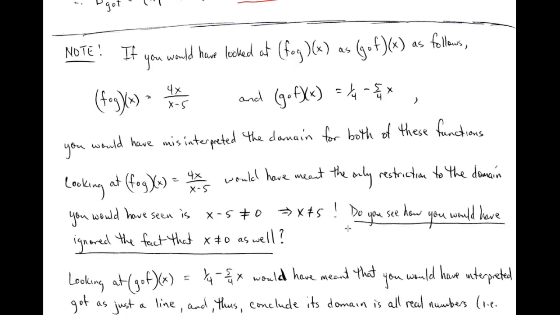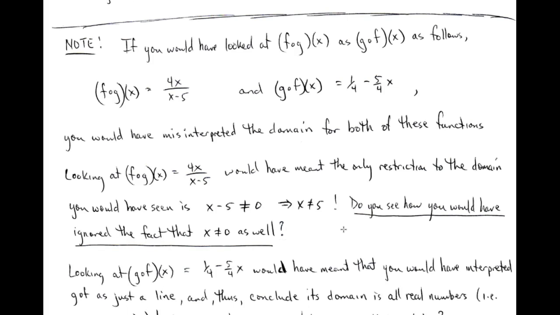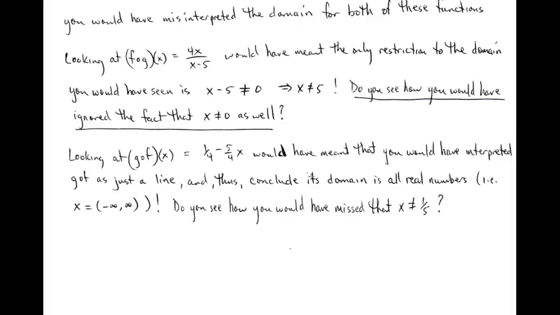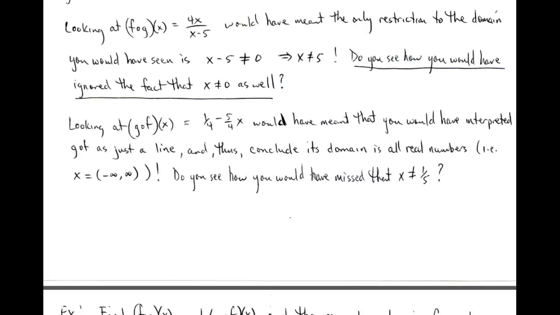So again, if we had looked at the functions f of g of x and g of f of x in their simplified forms, then of course we would have thought that the domain of this one was all real numbers except for 5, and that the domain here was all real numbers. But we see that that is incorrect. And so that is why we have to look at the raw form of the new function that we're forming. By the raw form, I mean the form right after we plug the inside function into the outside function.